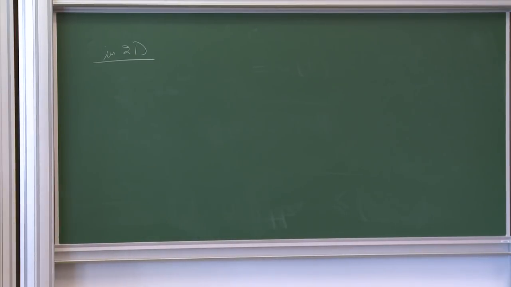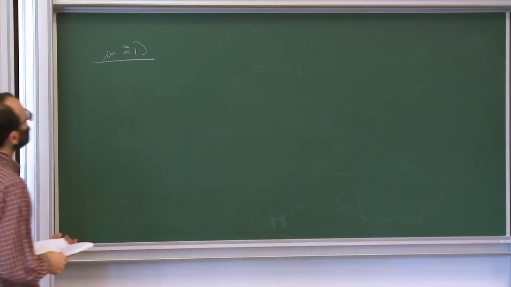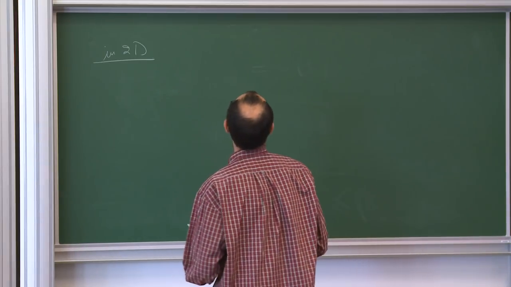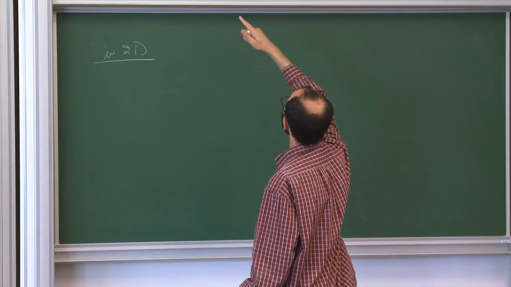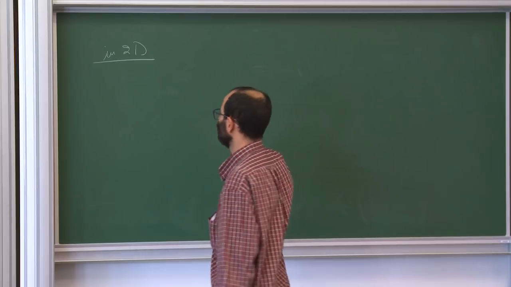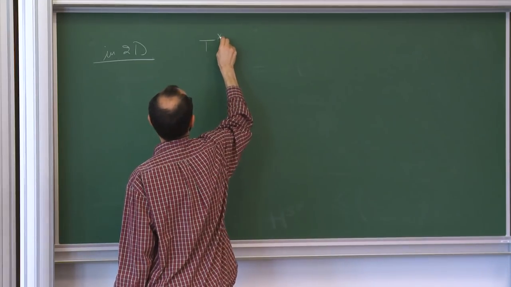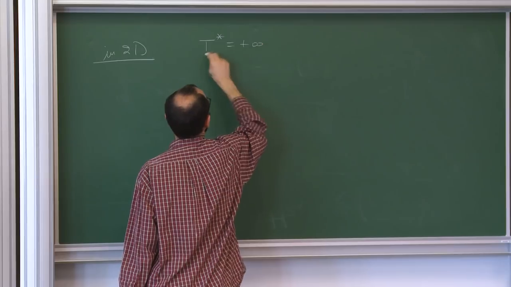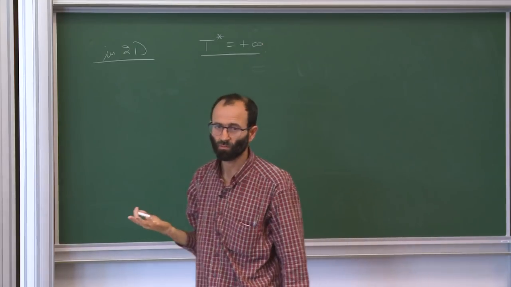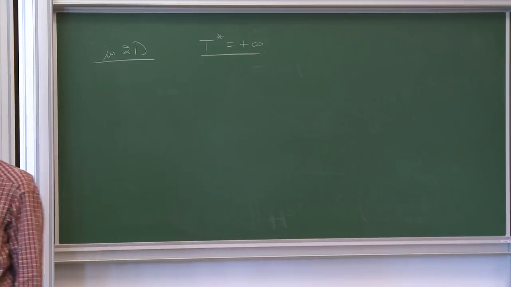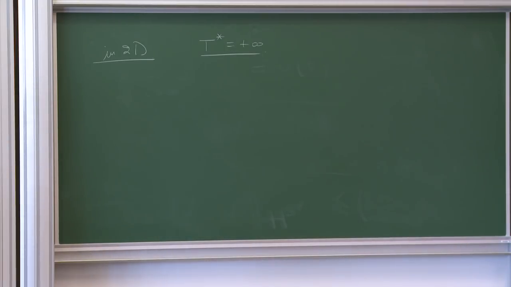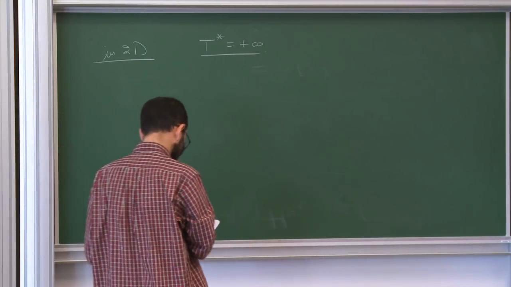So, what can we say in two dimensions? In two dimensions, first of all, T star is equal to infinity, because for Euler we can solve it globally. So T star, you can take it to be infinity.